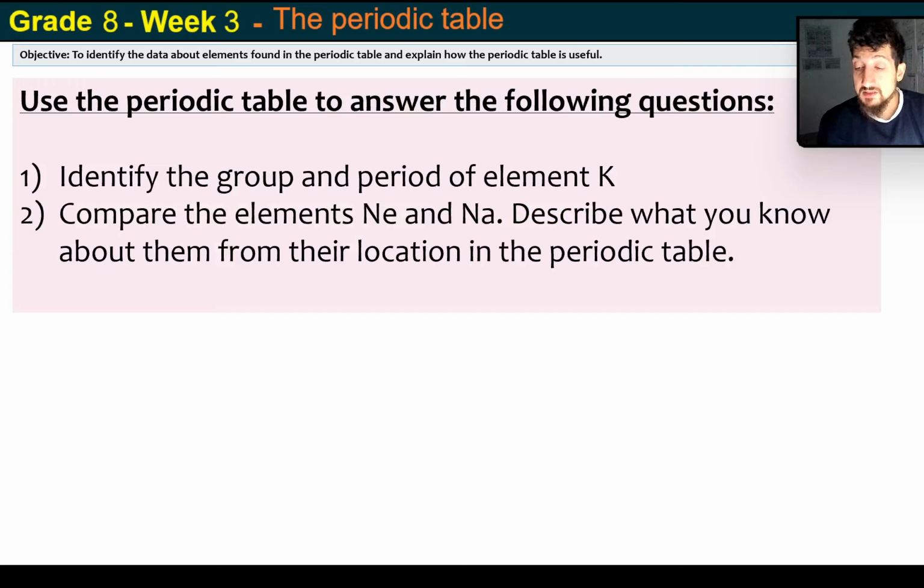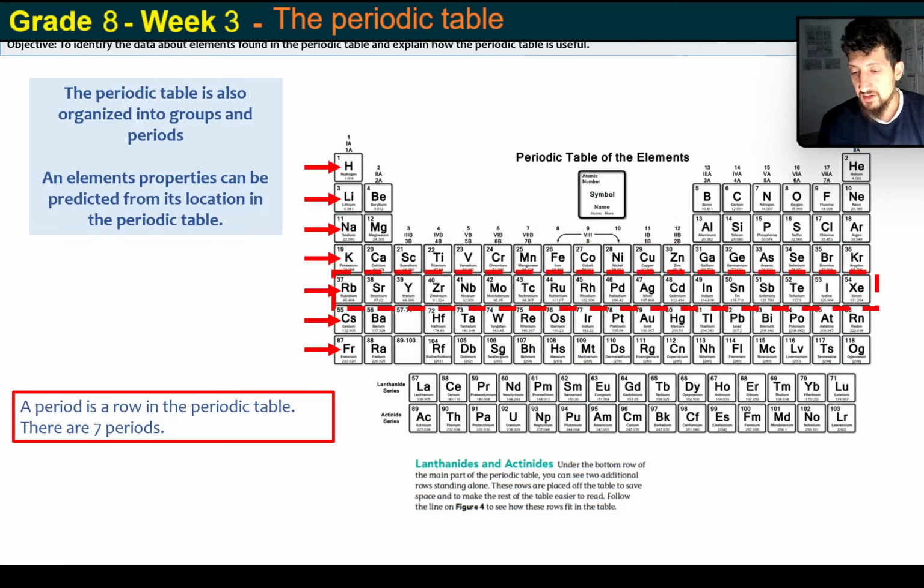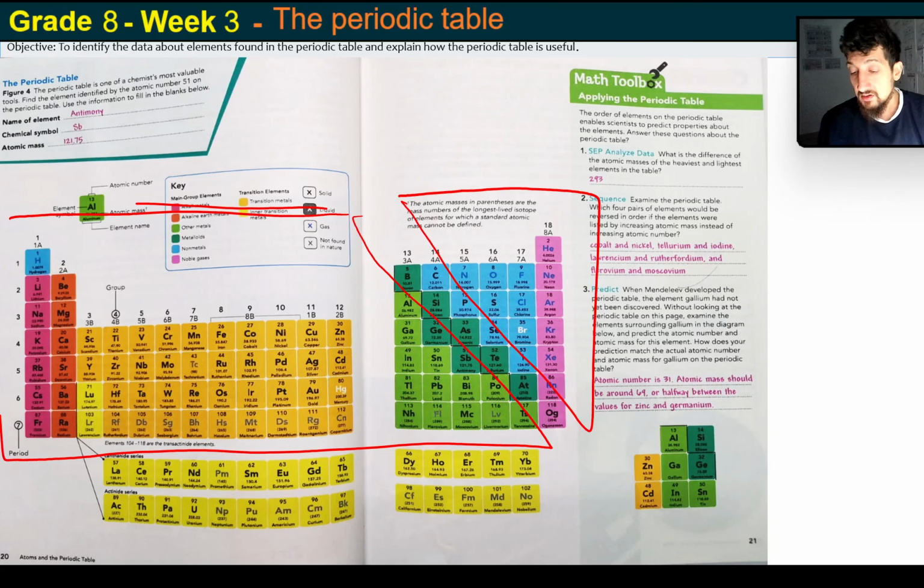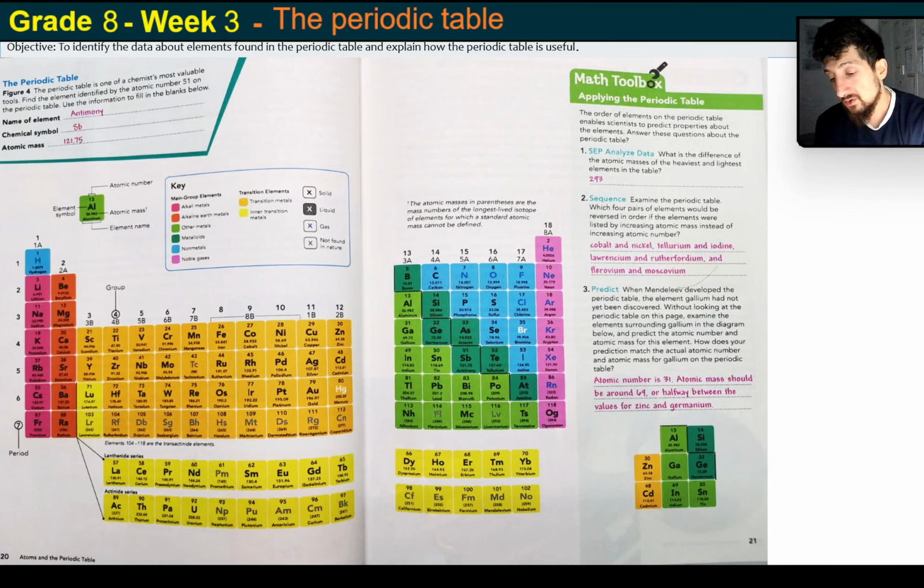Okay. Let's see if we can use the periodic table to answer the following questions. Identify the group and the period of the element K. Okay, so we should be able to do that. If we go back to our periodic table over here, so where is K? K is potassium. It's over here. What group is it in? It's in group 1. What period is it in? It's in period 4.